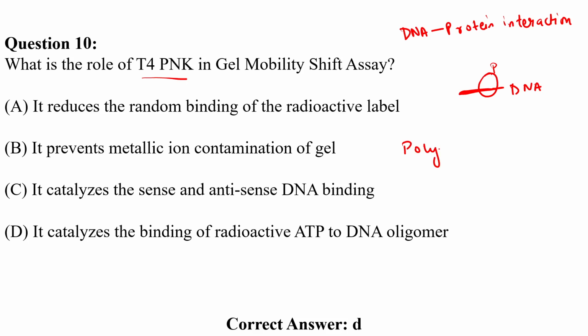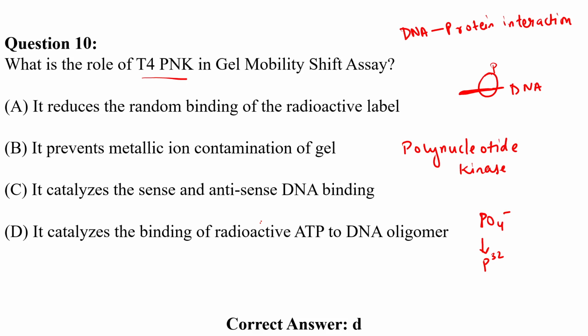If you remember the DNA structure I showed you, in the DNA structure we had a PO4 minus group. In this phosphate group, we have to now replace this phosphate with P32, that is the radioactive phosphate. So we will use T4 PNK. What does polynucleotide kinase do? It basically activates the phosphate site by replacing it with OH.